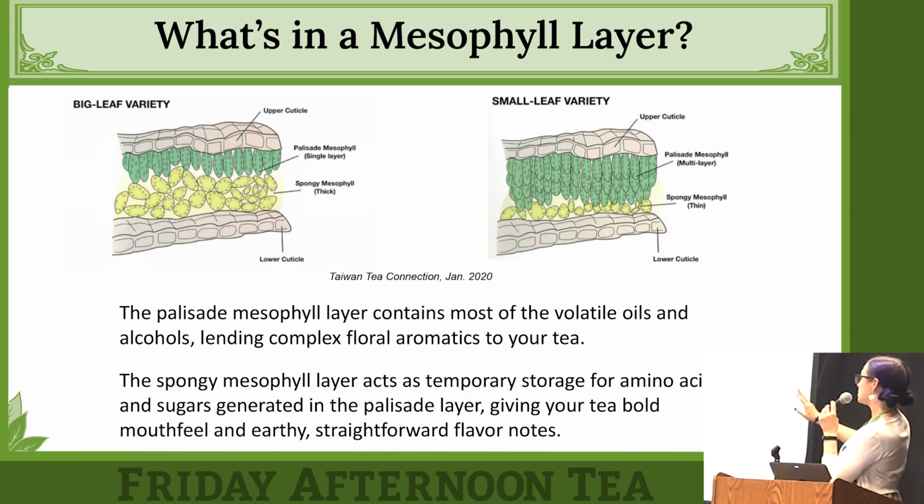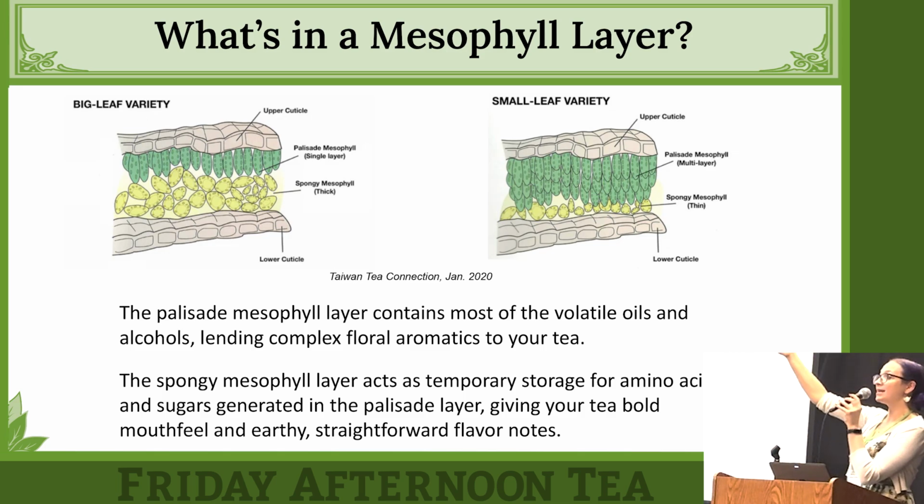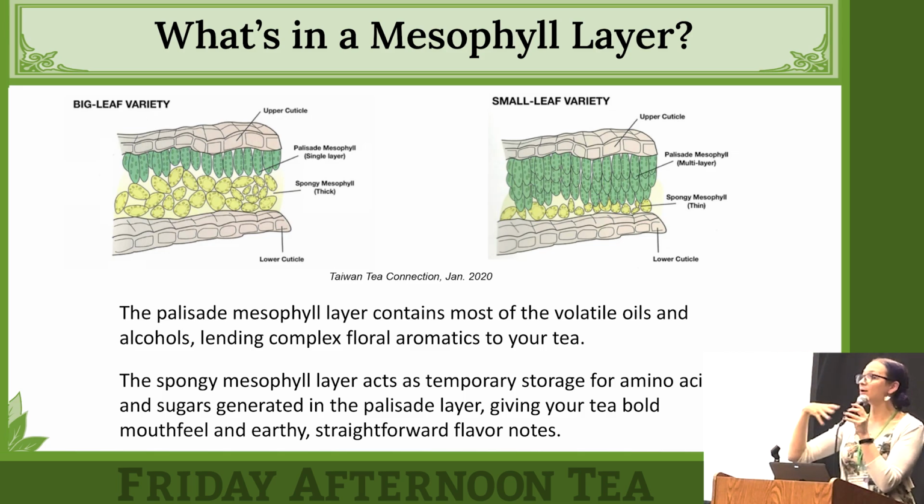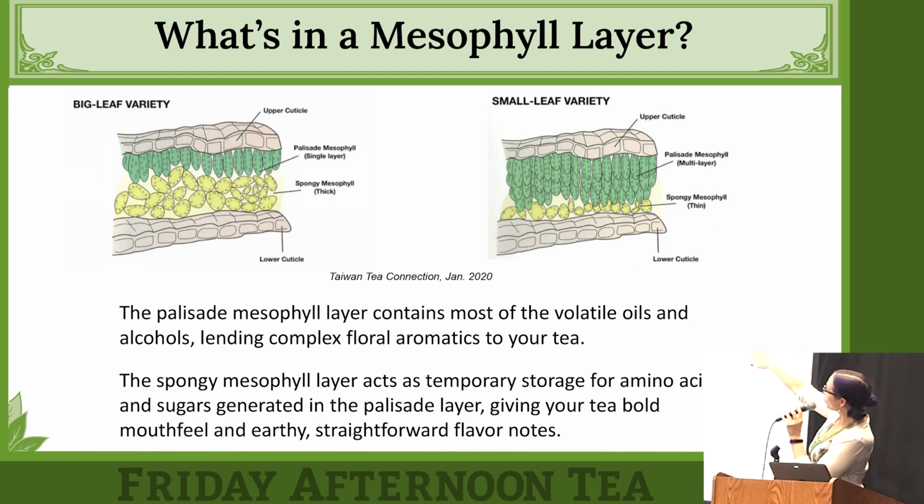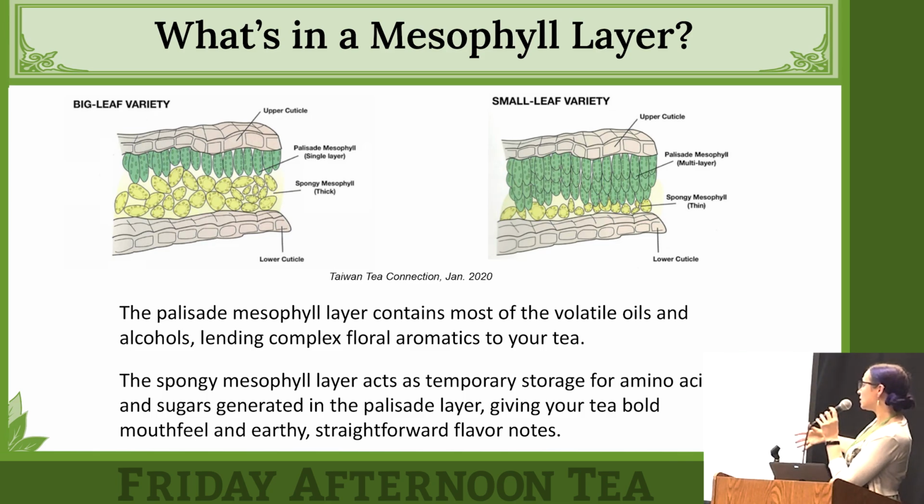What you're mostly going to see produced in the palisade mesophyll layer is your volatiles, the aromatics. These are oils and alcohols that the plant creates to signal when the leaf is bruised or cut, or when the flowers have something to say. These are the aromas that give out signals and communicate with each other. And then down in the spongy mesophyll, it acts as storage for everything that the palisade mesophyll layer creates, but it's also kind of the main place where the amino acids and sugars are hanging out, right?